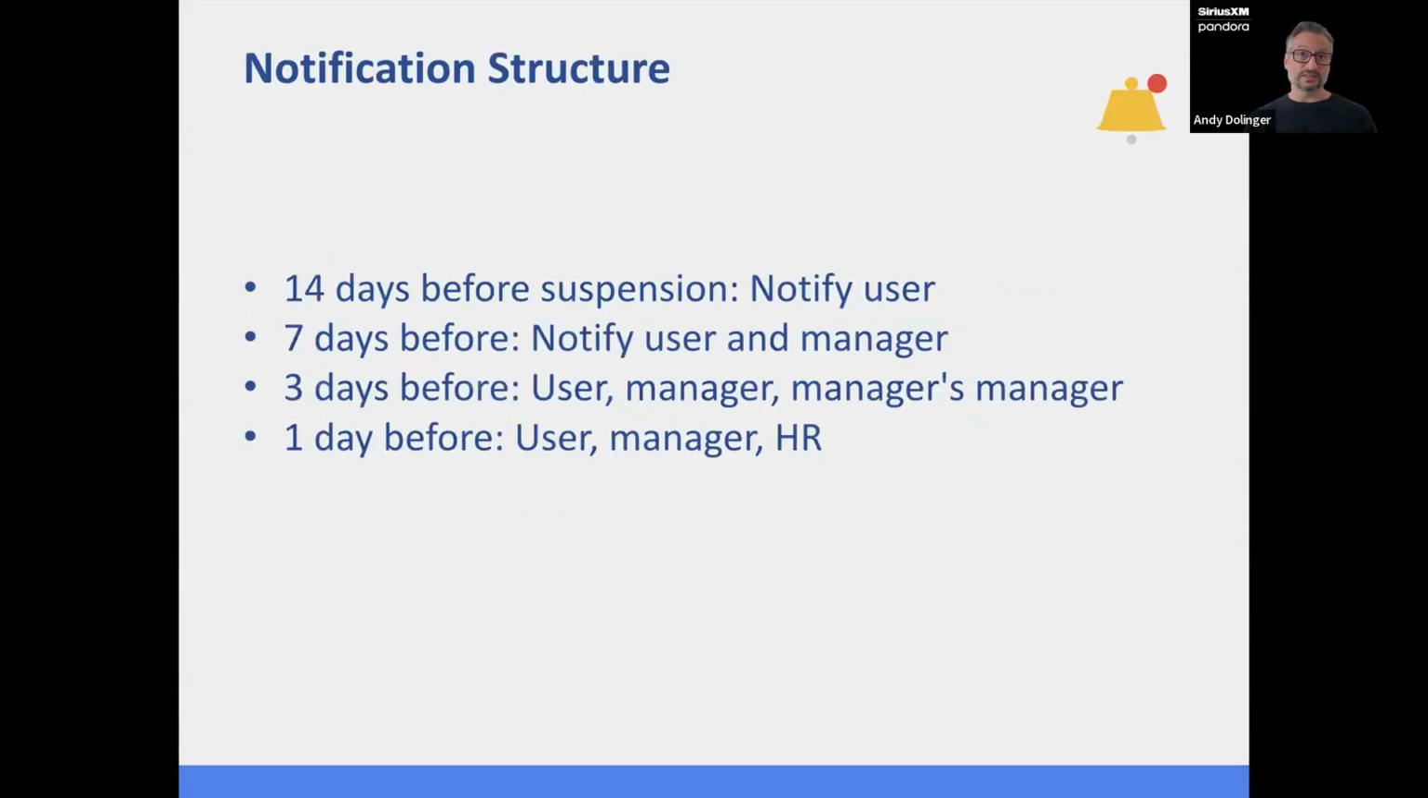Our notification process starts 14 days before suspension for a standard user account. We notify the user. We're using Graph API for email notifications as well as Slack, the Slack integration with workflows. At 7 days, we send the user and their manager a notification. At 3 days, the manager and their manager's manager. At 1 day, HR is also included.